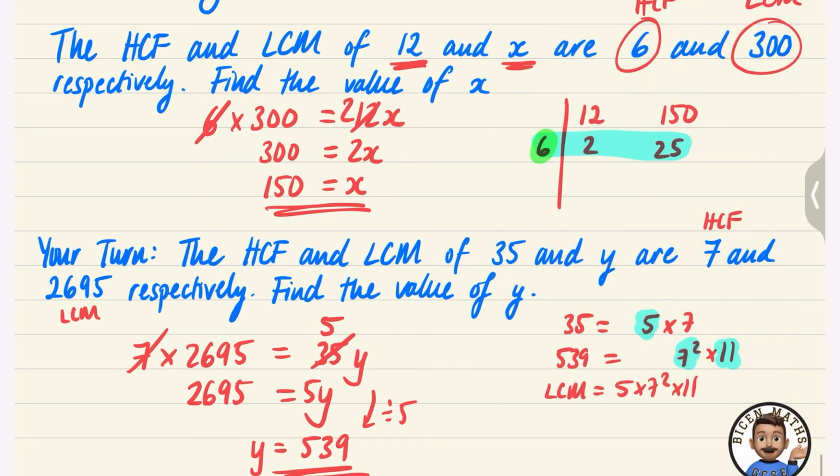The highest common factor, on the other hand, is the lowest powers. So it's going to be a blank, a 7, and a blank. The highest common factor is indeed 7.